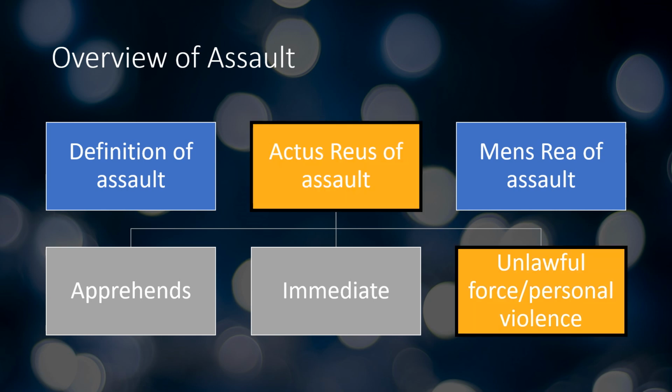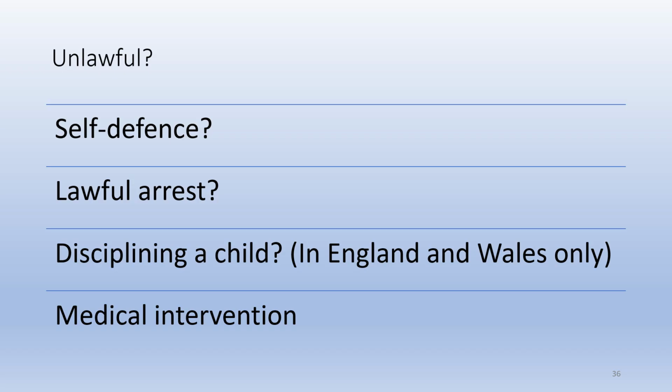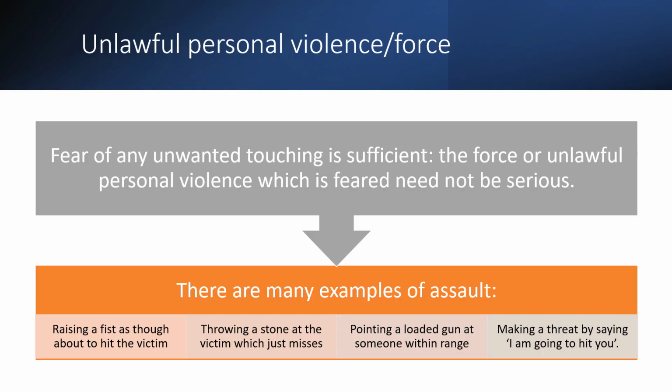The last element we need to look at then for the actus reus of assault is what constitutes unlawful force or personal violence. So quite simply, we can come up with some examples. So we can have things like medical attention, we can have self-defense, we can have lawful arrest, so we can have disciplining a child to some extent. Now, those kinds of things would be lawful and therefore wouldn't be unlawful. But of course, we discussed earlier on this idea that could be any unlawful personal violence. It could be, for example, fear of unwanted touching, and that's sufficient. The force or unlawful personal violence, which is fear, doesn't need to be serious.